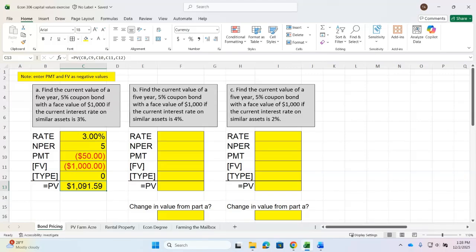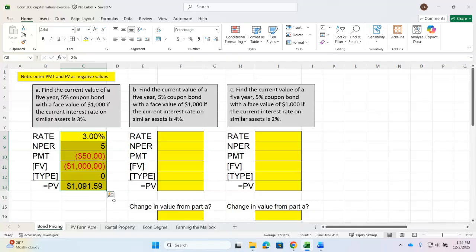Well, this bond has become more valuable because it's paying $50 a year. And in fact, at a price of $1,091.59, the $50 that this bond pays is a yield of 3%. That's exactly what's happening here.